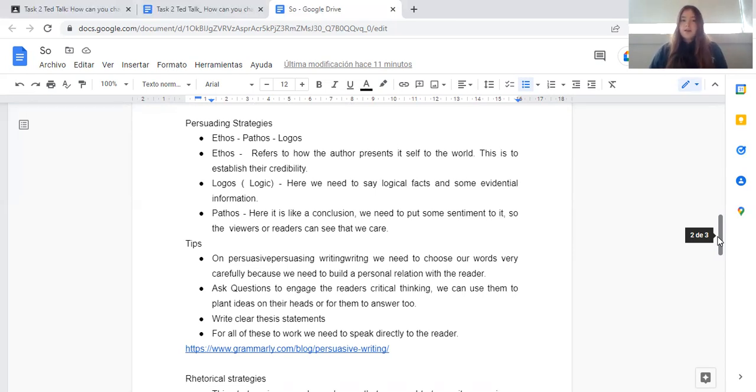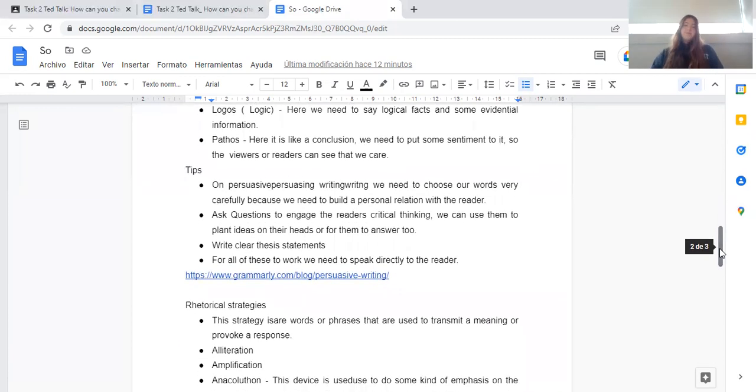Later on, it's logos. Here you need to put logical and evidential facts about the thing you are talking about in the argument. And pathos, last but not least. Pathos is like a conclusion. We need to put some emotion into it so the people can know that I really care about the theme I am talking about.